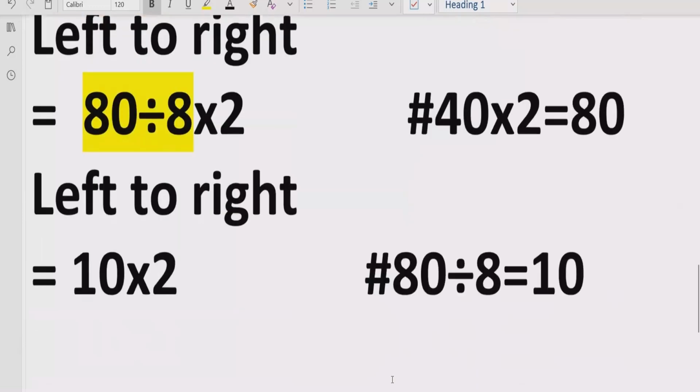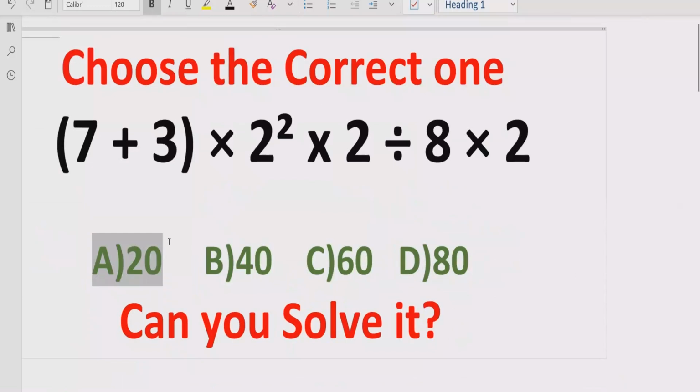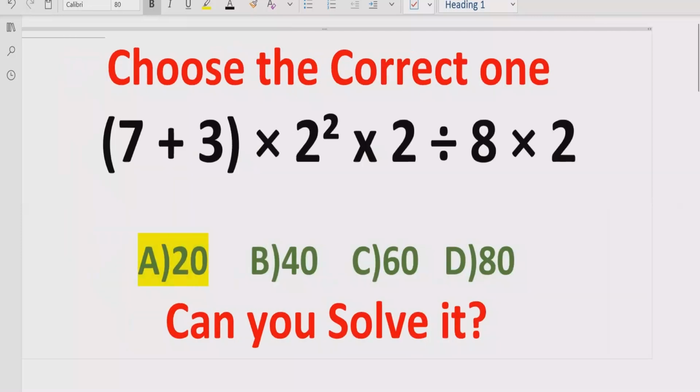Now we have two terms which are multiplying each other. We multiply these two terms and get the answer 20. So the answer of the given expression is 20. If you see the answer list, answer A is the correct answer of this expression. I hope you understand how you can solve the given expression using the PEMDAS and BODMAS method and find the correct answer. So that's it for today.